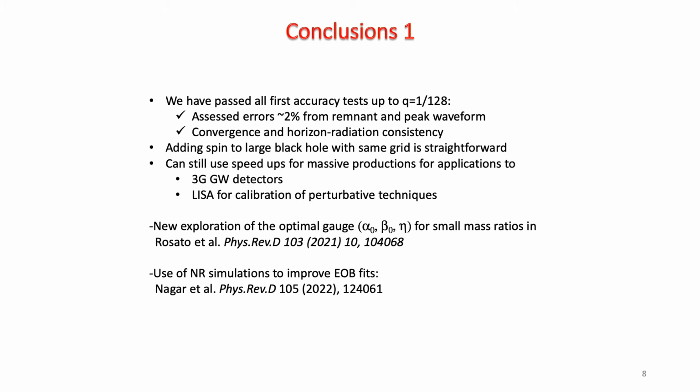We believe that adding a spin to the large black hole is straightforward. We essentially can use just the same grid we have been using and provide a spin to the large black hole. Medium spin will be just the same run, essentially, accuracy.